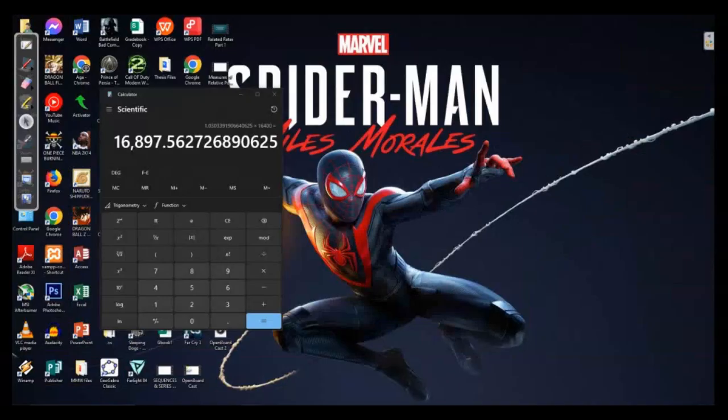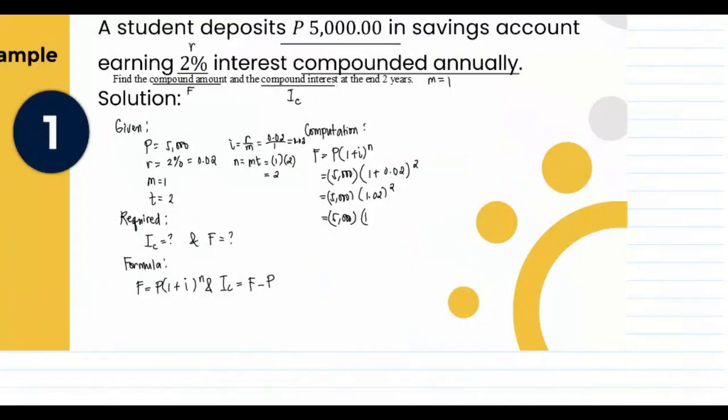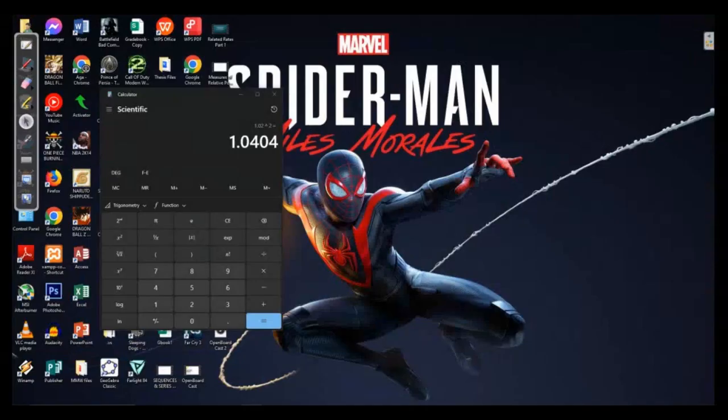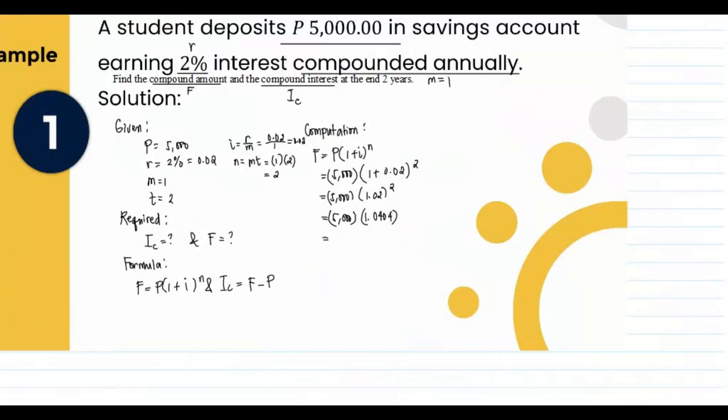So, 1.02 raised to 2 is going to be 1.0404. So, this is going to be 1.0404. And then, you just multiply it by 5,000 to get your future value or your compound amount. So this is telling us that the compound amount is going to be 5,202 pesos, the compound amount of this student.